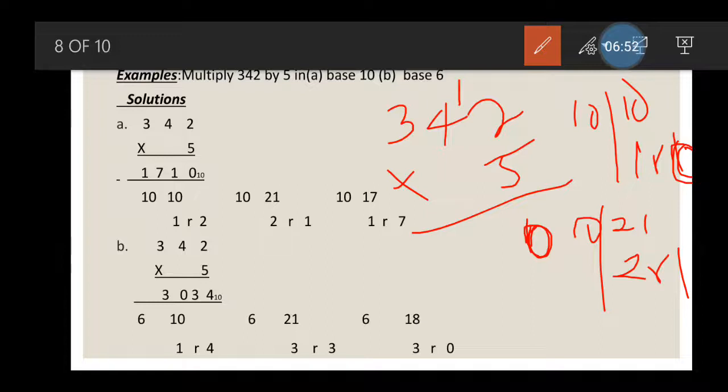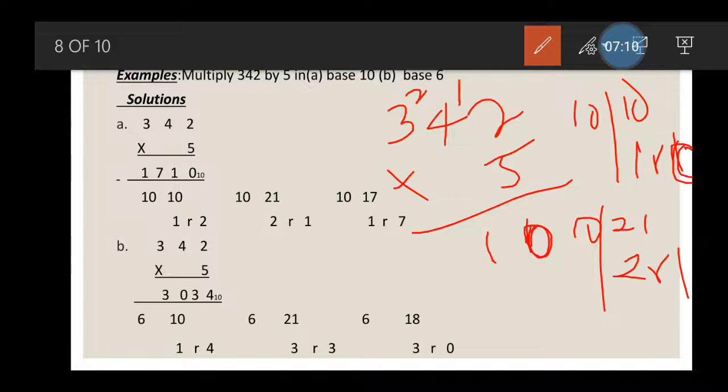So 5 times 4 is 20 plus 1, 21. 10 in 21 is 2, remainder 1. So that one comes here. The 2 comes here. Okay. So 5 times 3 is 15 plus 2, 17. So we can divide it now.